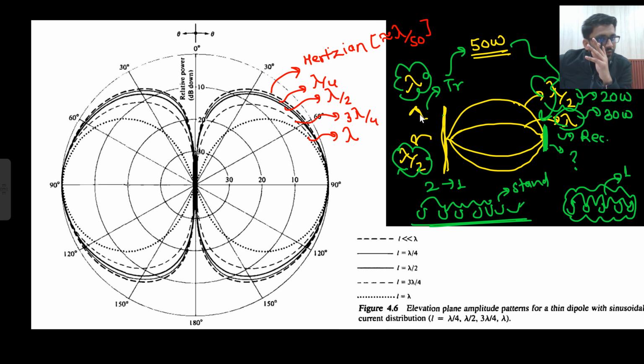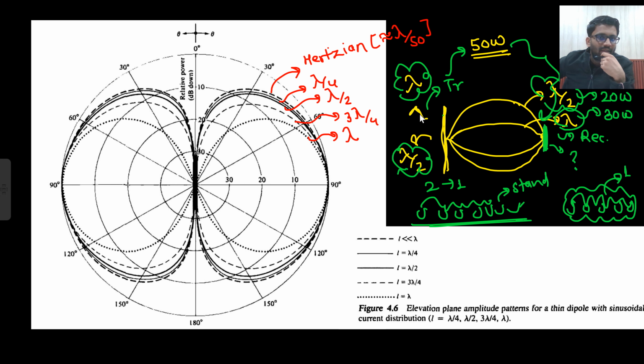The lambda by 2 length antenna is also radiating 50 watt power, and the lambda length antenna is also radiating 50 watt power. But when at the same location I put a receiving antenna, then for the lambda antenna I am getting more power, and for the lambda by 2 antenna I am getting less power. Why is that happening? Because the lambda length antenna is more concentrated towards the direction of maximum propagation. That means it is more concentrated towards 90 degree, so it has more directivity, and my receiver will receive more power.